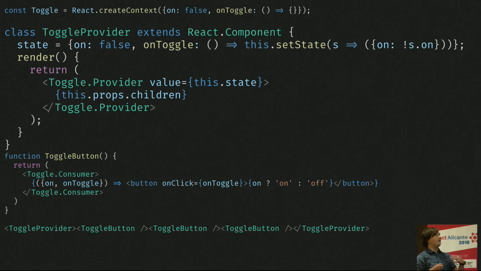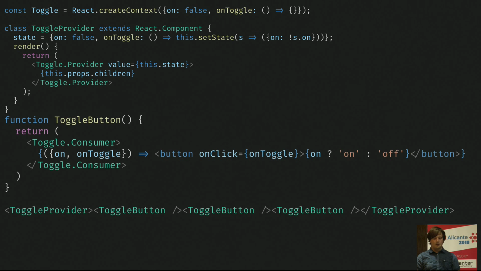I can then create a function to provide that context that actually keeps track of the state. So I default the state to having on be false still, but this time on toggle is a function that sets that state and toggles that on to be true or false alternating. I then render the provider that's coming from React.createContext, and I pass in that state as the value. And then I render this.props.children inside so that I can simply use this as a component to wrap anything that I want to share the same toggleable state.